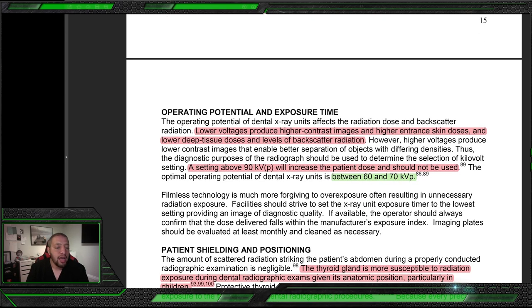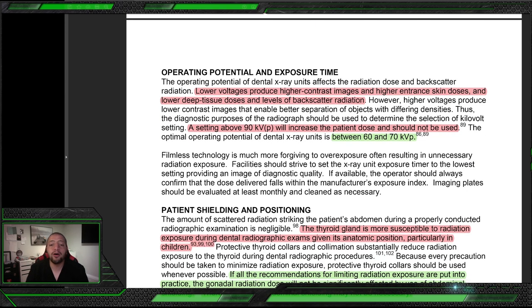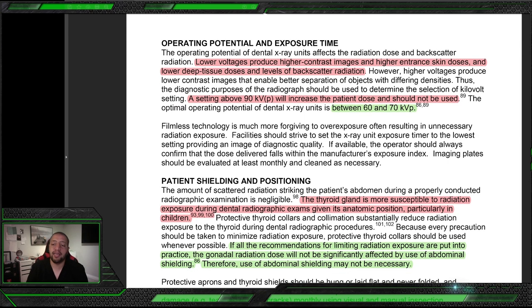Okay, and then he speaks about the thyroid gland. And again, we spoke about it in the other articles. We said the thyroid gland is more susceptible to radiation exposure during dental radiographic exams, given its anatomic position, particularly in children. So we have two factors here. The thyroid is near the head, so for sure it will be exposed more to X-ray than the other body parts, and the age.